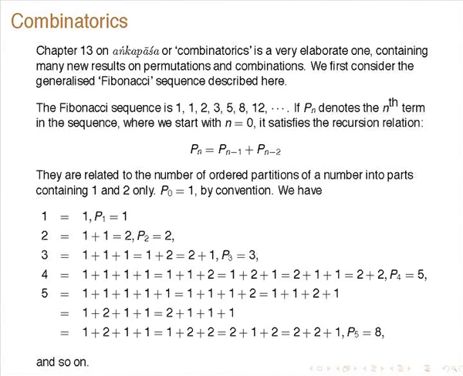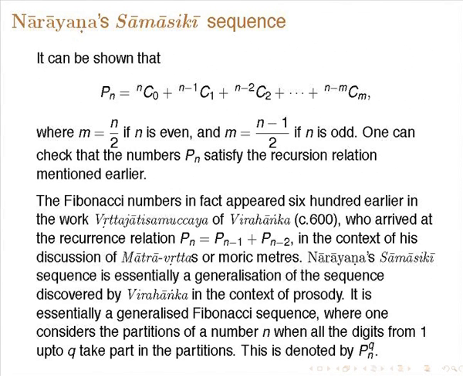And this is what will lead to this relation also, this nice relation. So he generalizes this, and it can be shown that this Pn will be equal to nC0 plus (n minus 1)C1, etc., up to (n minus m)Cm, where this m is n by 2 if n is even, and m is equal to (n minus 1) by 2 if n is odd. I think this also was done in that lecture. So one can check that this will satisfy the recursion relation like this.